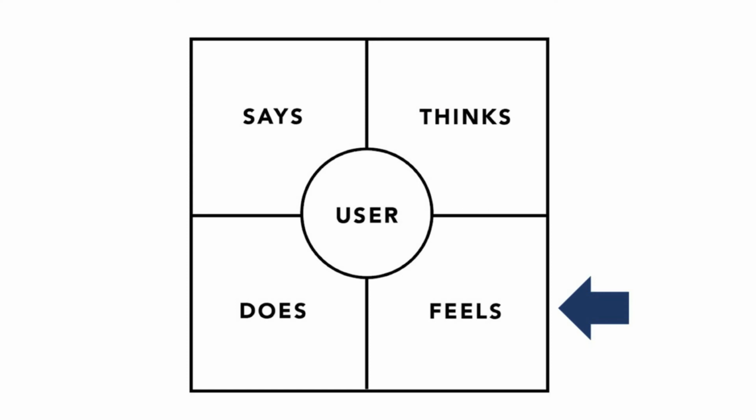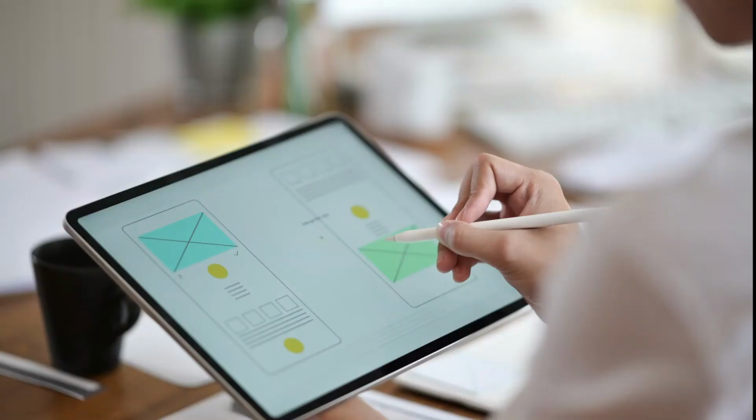The fourth quadrant is the feels quadrant. What makes that user get excited? It's all about the user's emotional state.